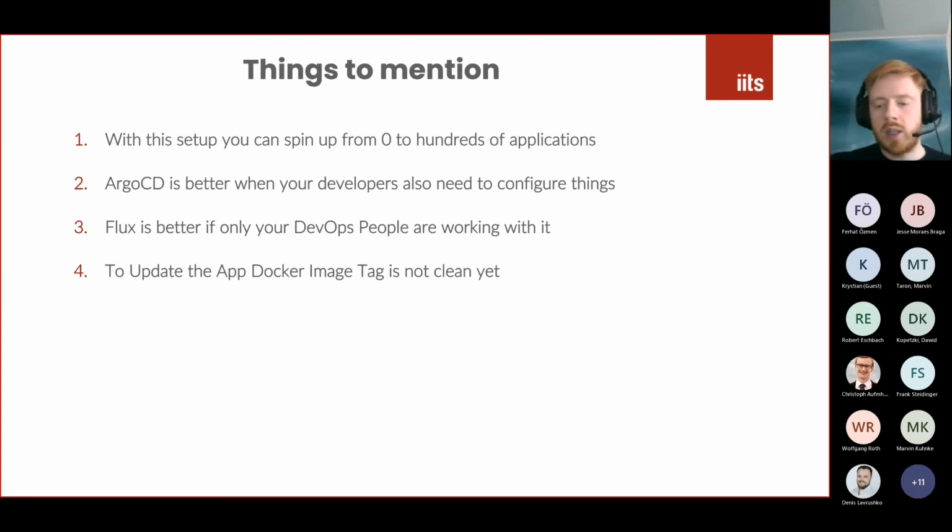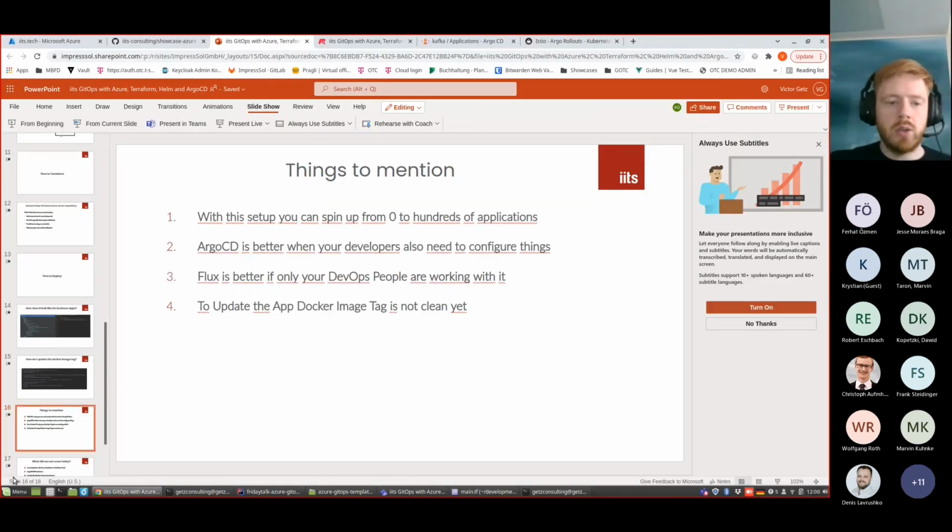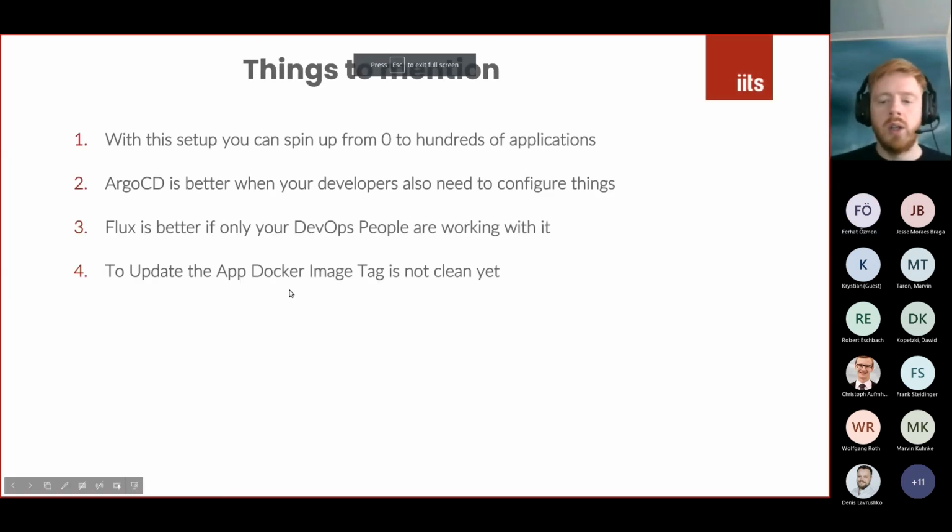This is a common anti-pattern which I see in many, many customers. Don't make environment branches in Git. There's also a huge article about it. If you search for a little bit, this is a huge anti-pattern which you should definitely avoid.